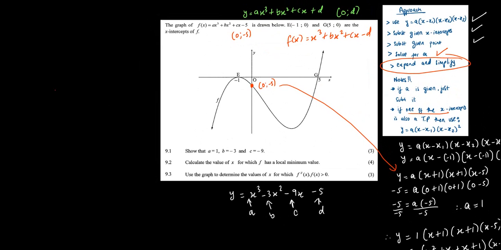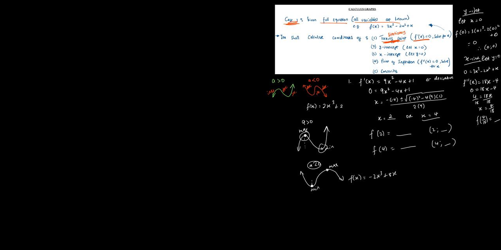9.2. Calculate the value of x for which f has a local minimum value. Now you see, they want to know the local minimum value, meaning your turning points, the x whereby, meaning this x here, because this is maximum, right? This is minimum. So they want to know which x value gives us the minimum there. How do you find that? Already I told you when we started that when you find turning points, you simply find the derivative, then you solve for x. So that's what you're gonna do. You find the derivative and then you solve for x.